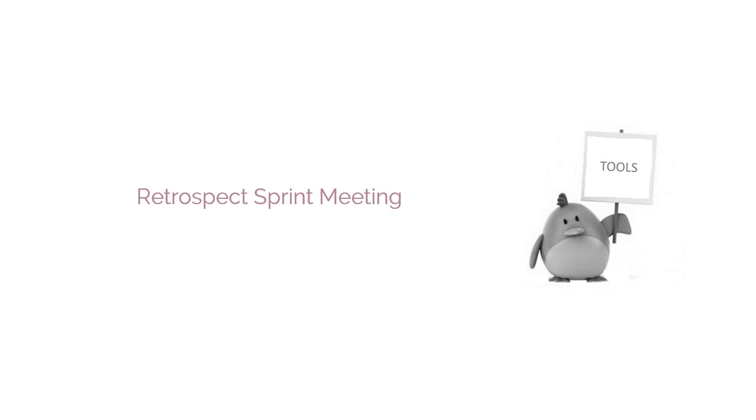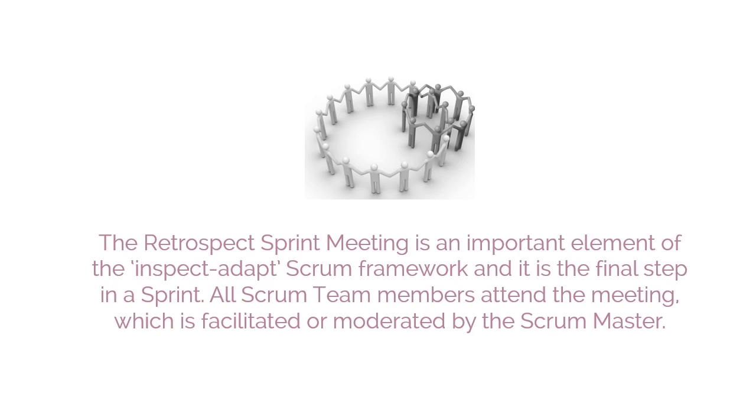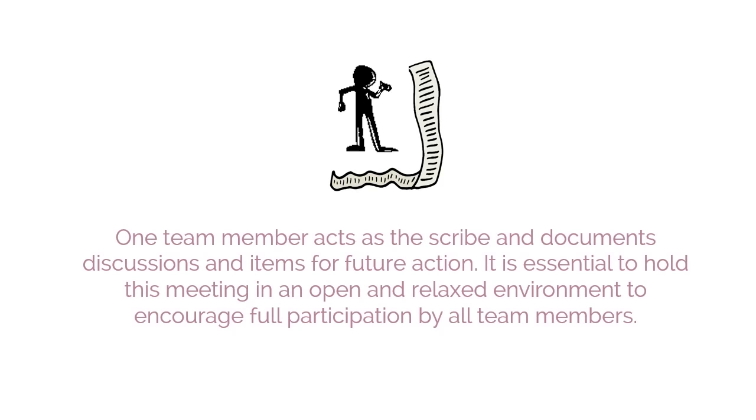It's time to see the tool used to work on the inputs being provided in this process, Retrospect Sprint Meeting. The Retrospect Sprint Meeting is an important element of the Inspect-Adapt Scrum framework, and it is the final step in a sprint. All Scrum Team members attend the meeting, which is facilitated or moderated by the Scrum Master. It is recommended but not required for the product owner to attend. One team member acts as a scribe and documents discussions and items for future action.